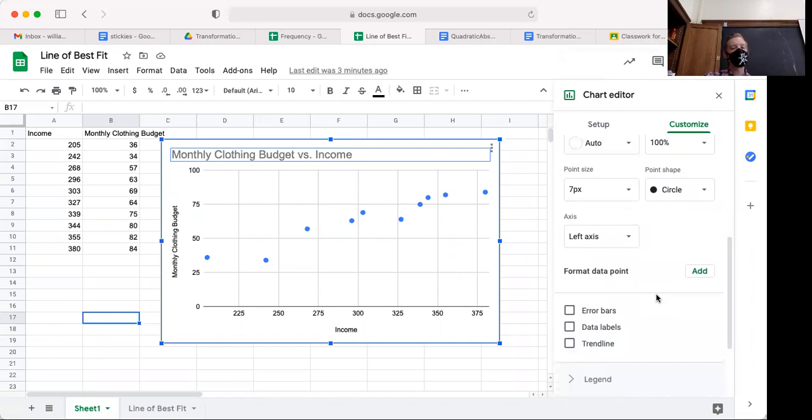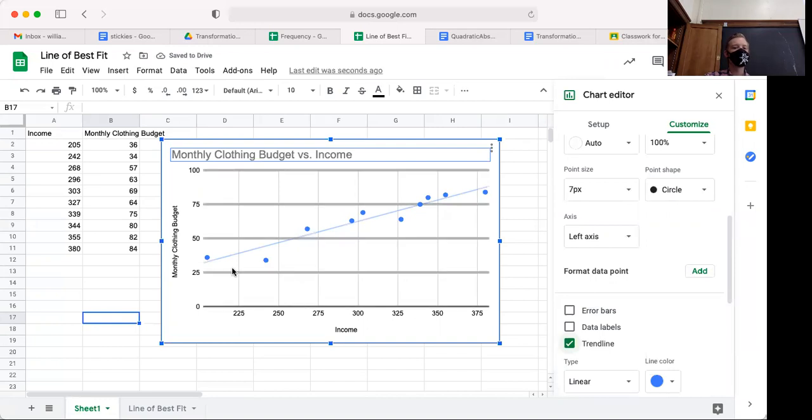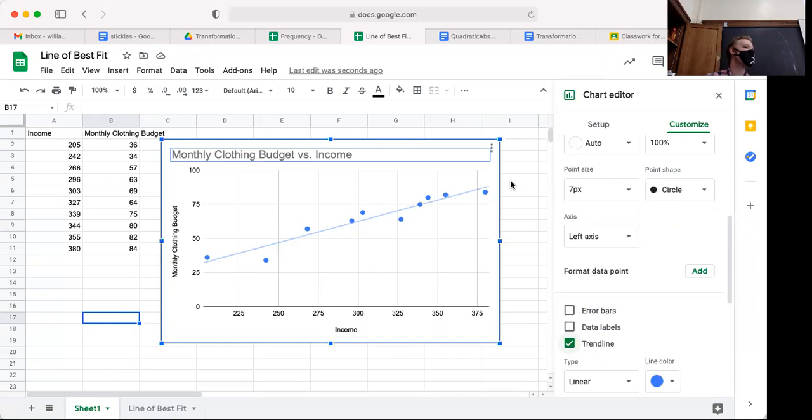What we want to look for is down here where it says trend line and has a little checkbox right there. If we click on that little checkbox for trend line, that's going to put a nice line right through the middle of our points. And that is our line of best fit that we talked about yesterday. We can see that some points are above the line, some points are below the line. We even have a point that looks like it's exactly on the line. But that is automatically calculated for us based on the graph and the information that we have here.